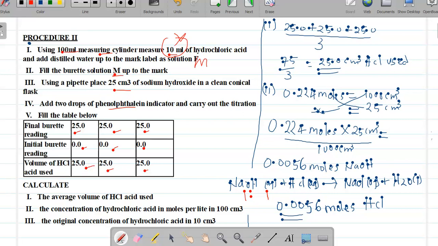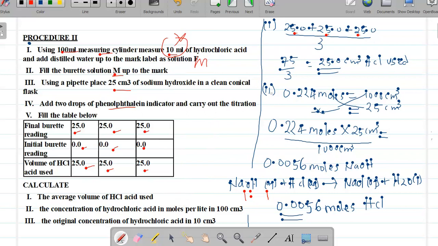25.0, 25.0, 25.0 volume of HCl used. You subtract. So the first question, obviously, calculate the average volume of hydrochloric acid used. Average volume, you add the 3, 25, 25, 25, then you divide by 3. 75 divided by 3, you get 25 centimeter cubic of HCl used. Question 2 is asking the concentration of the hydrochloric acid in moles per liter in 100 centimeter cubic.